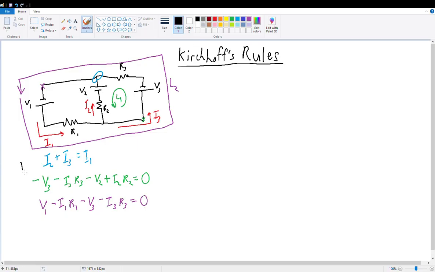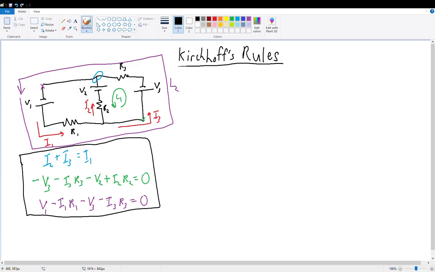Now we have a set of 3 equations. So all we have to do is solve these 3 equations. Again, this one already tells us what I1 is. So this equation is really V1 minus (I2 plus I3) times R1, minus V3 minus I3R3.